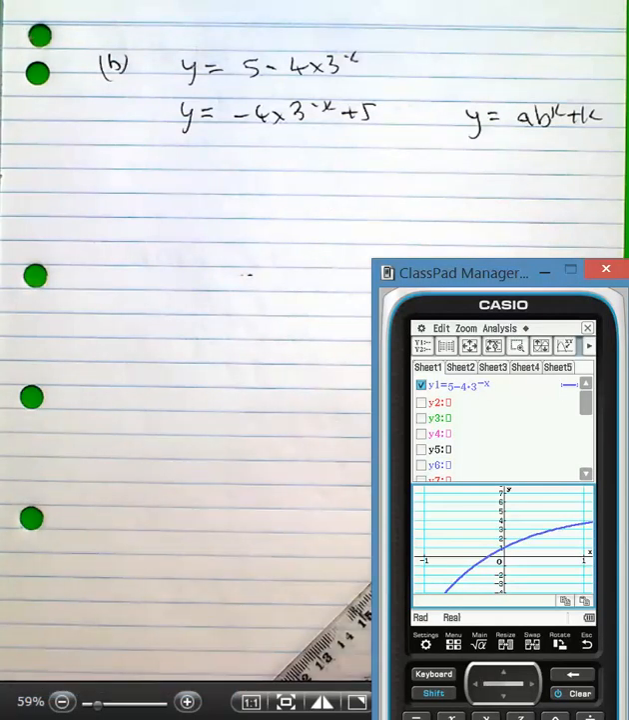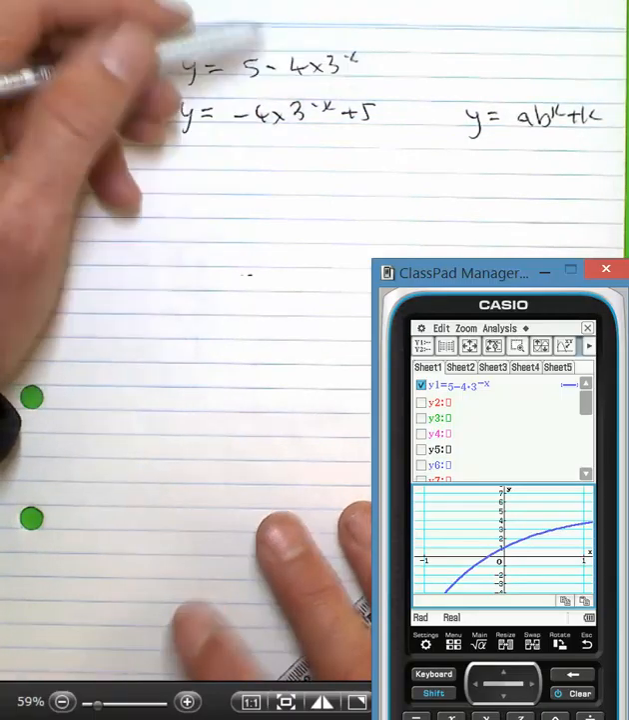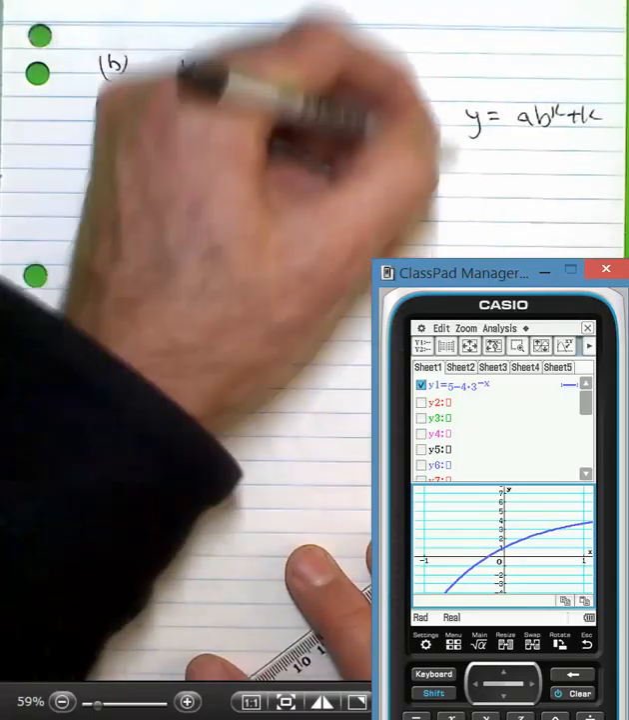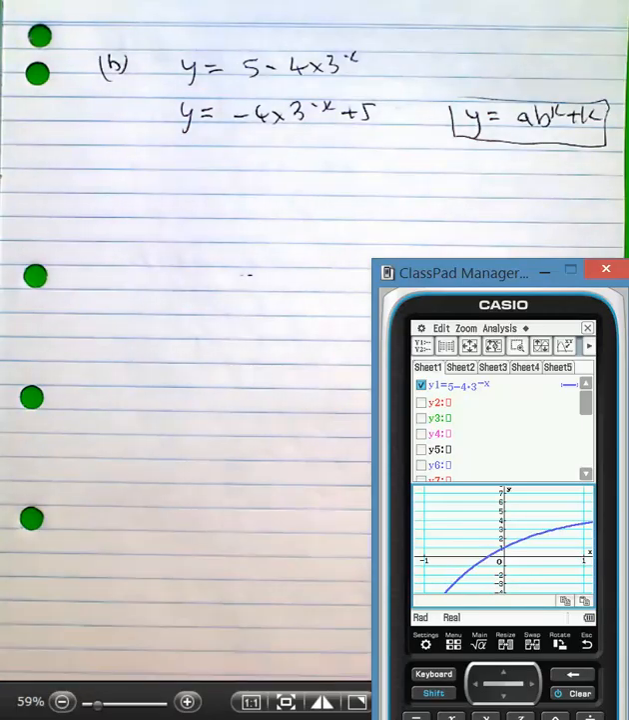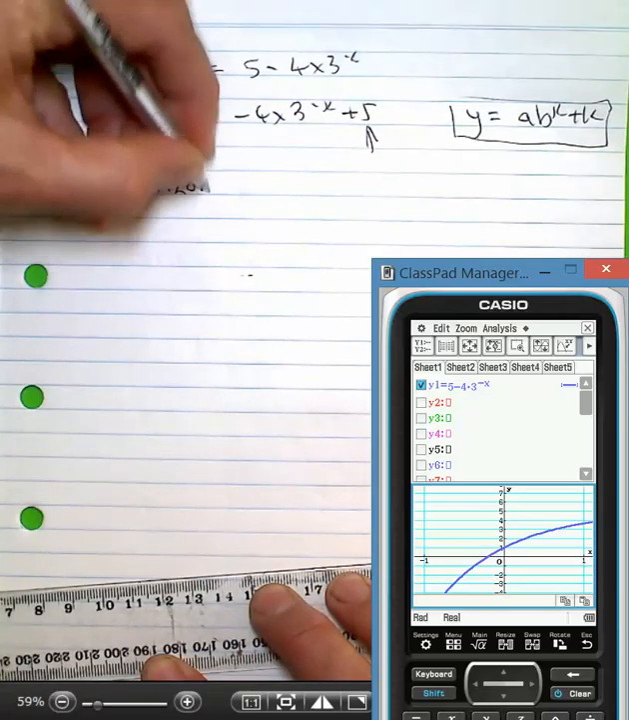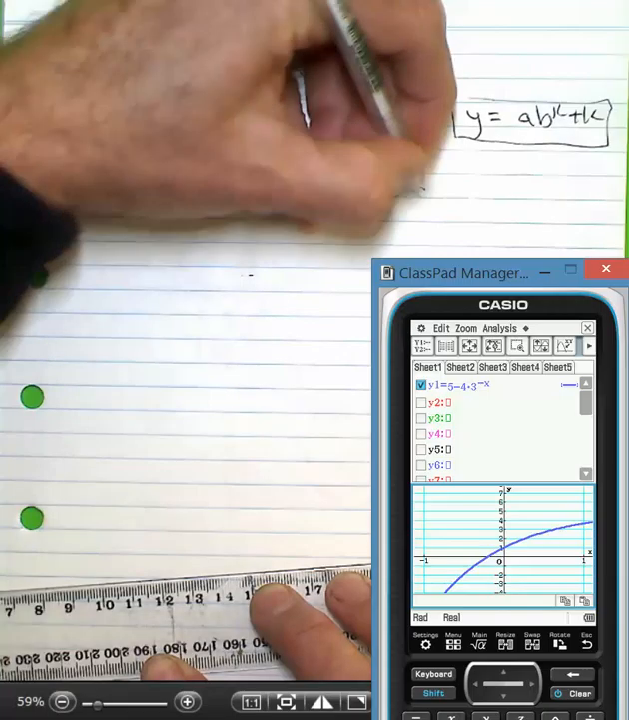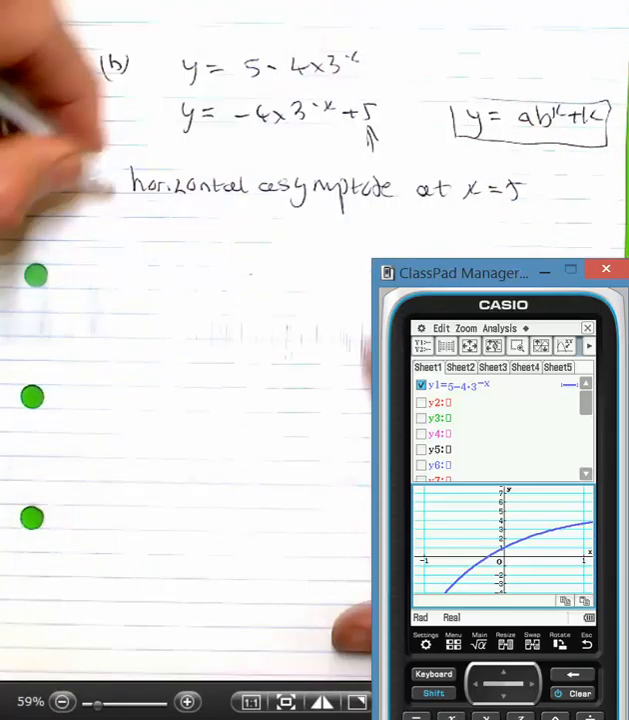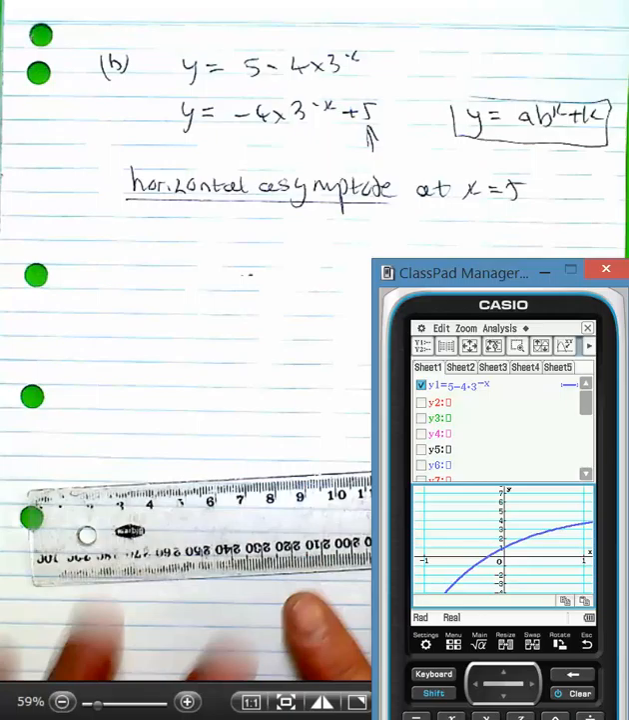In part B, we've got a graph y is equal to 5 minus 4 times 3 to the minus x. First thing I do is to rewrite that in the format of y is equal to a, lots of b to the power of x, plus k. Straight away, I have a horizontal asymptote at y is equal to 5. That means I peak out at 5.